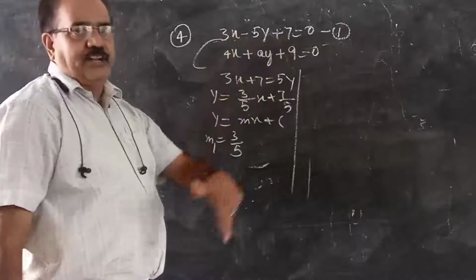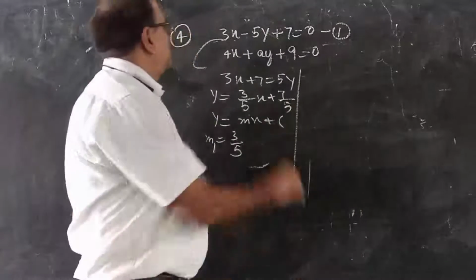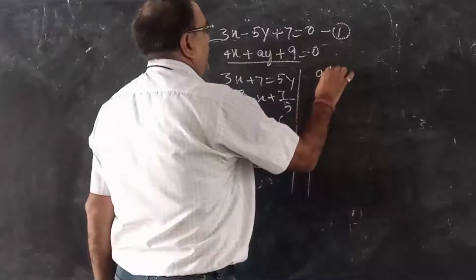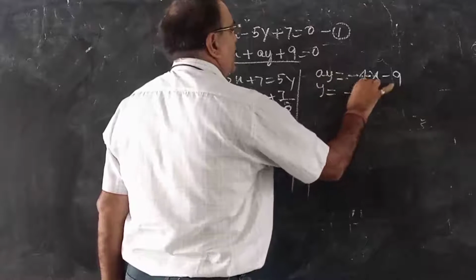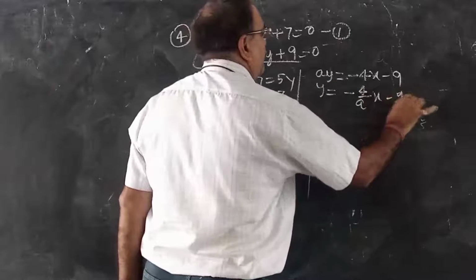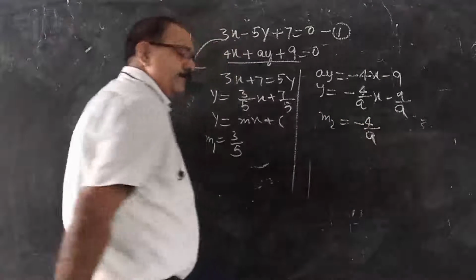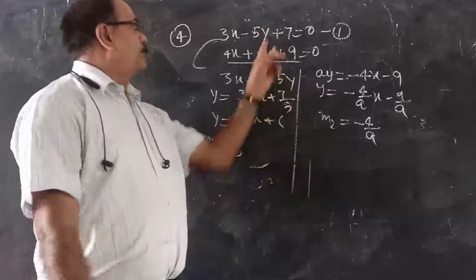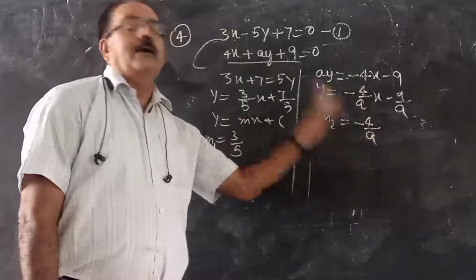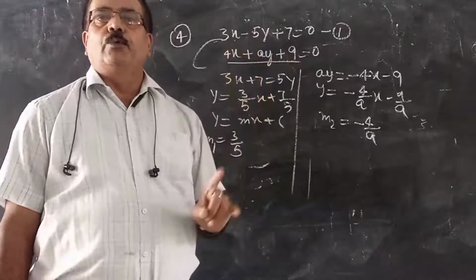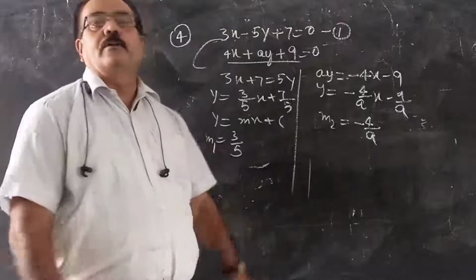Now find the slope of the second line, denoted by m2. ay = -4x - 9, so y = (-4/a)x - 9/a. So the slope of the first line m1 is 3/5, and the slope of the second line m2 is -4/a. Now it is given that both the lines are perpendicular to each other, and we have to find the value of a.